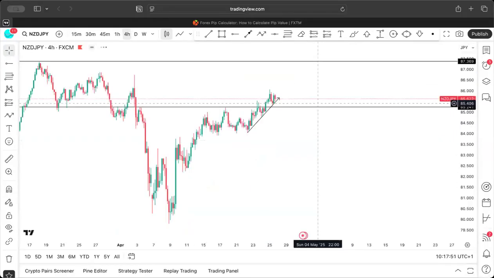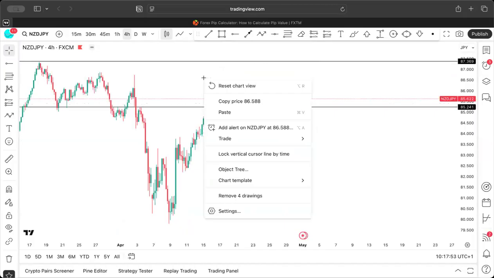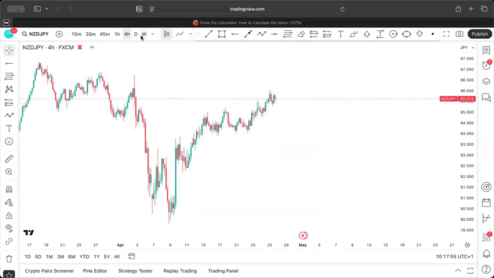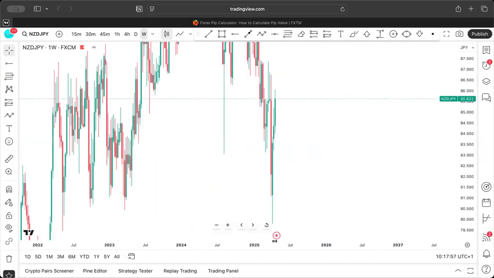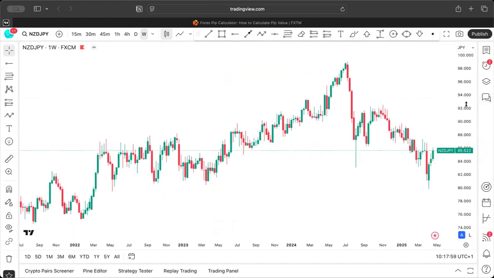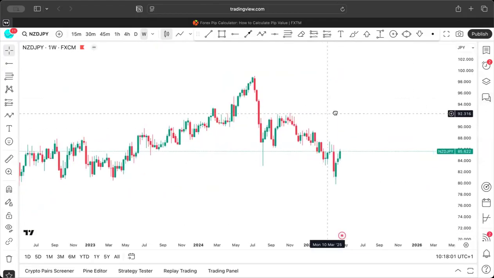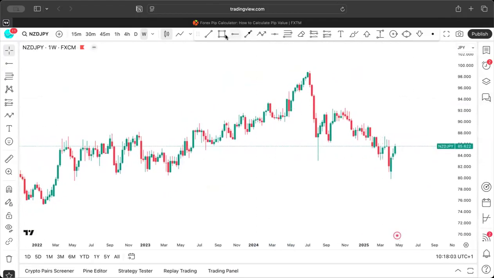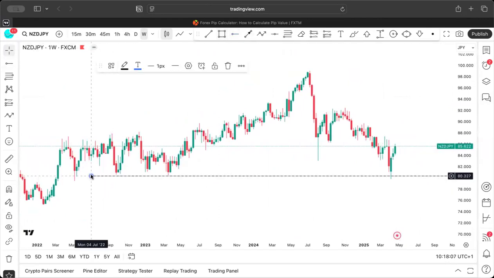Then next on our list, we have NZD-JPY. Let me quickly take out all of this. Let's see from the weekly time frame what it's doing. So from the weekly time frame, we can clearly see that NZD-JPY is bearish. Let's see from here.